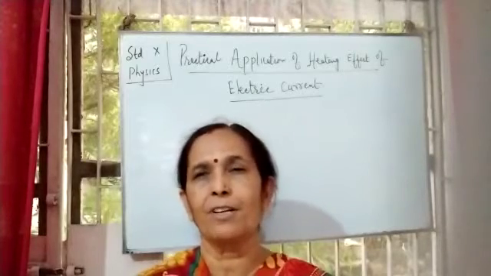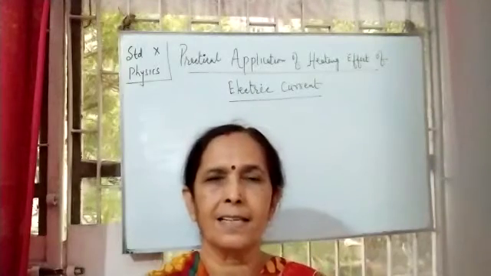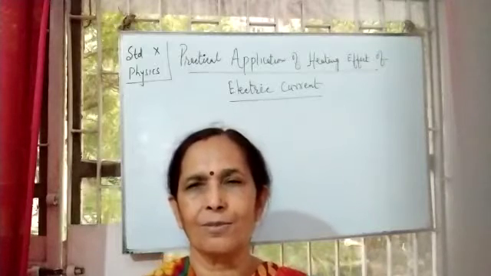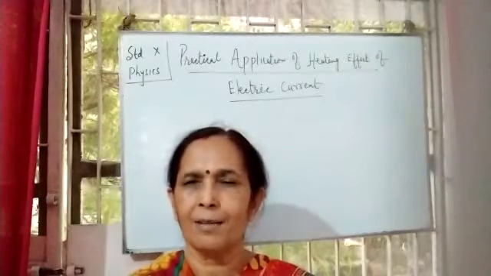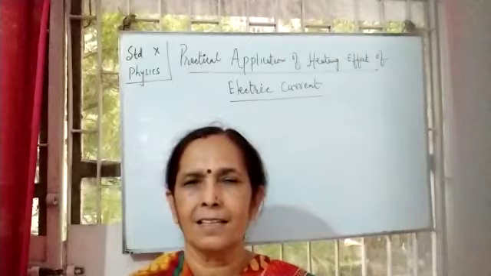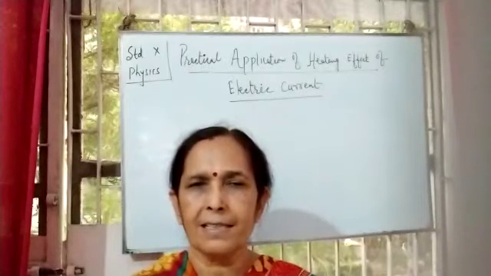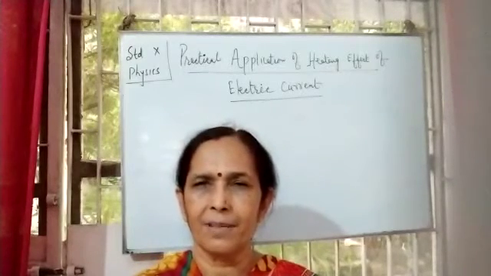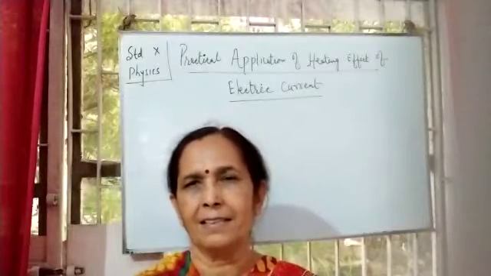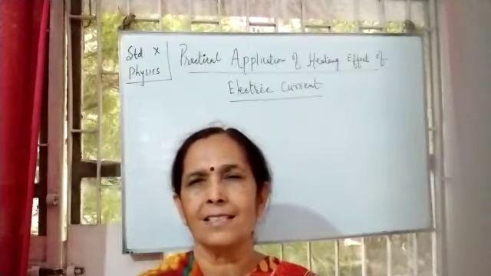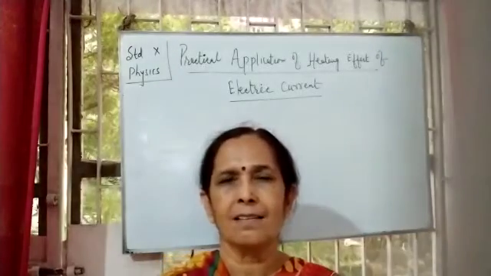And the second very important property of the nichrome wire is that its melting point is also very high, and because of this property the wire does not melt even at high temperature, and the electrical gadgets work very smoothly.